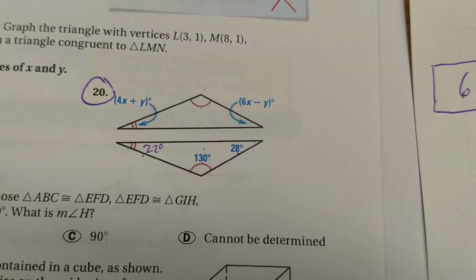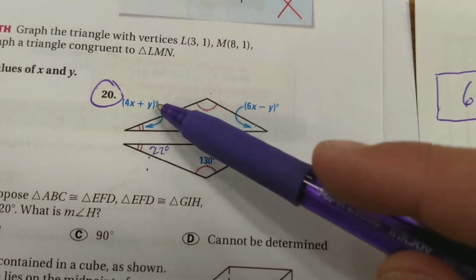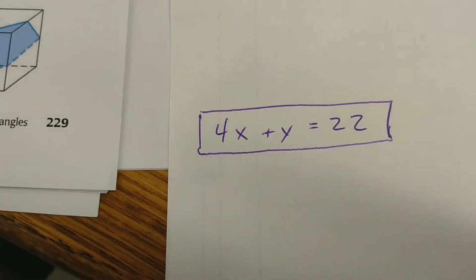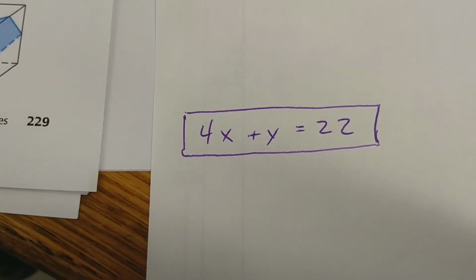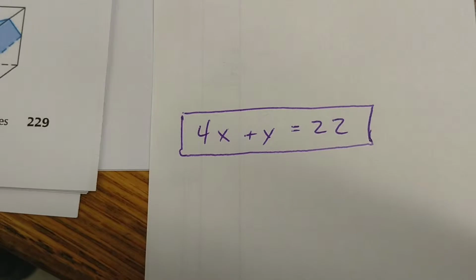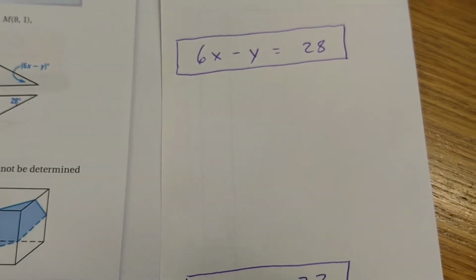The other equation that I could write is based on these two congruent angles. 4x plus y has to equal 22, and I've written that down there. 4x plus y equals 22 has to be true, but again, I've got two variables, and so I'm not really going to be able to use that to solve for both. However, I still do need both of these equations that I know to be true.